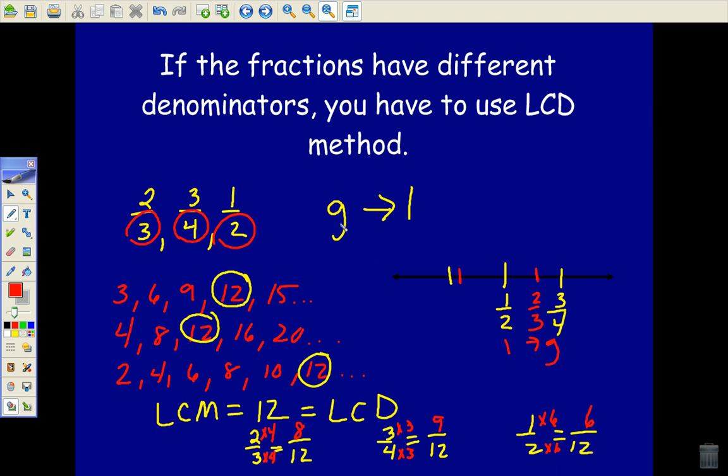Now, we said we put them in order from greatest to least. They already have 12 as their denominator. So now I can look.